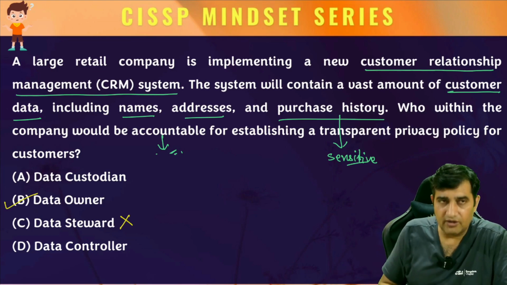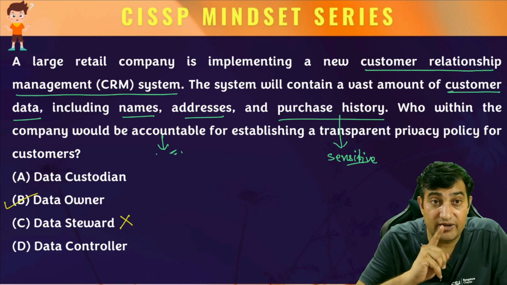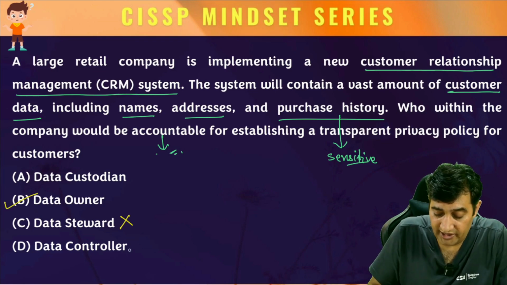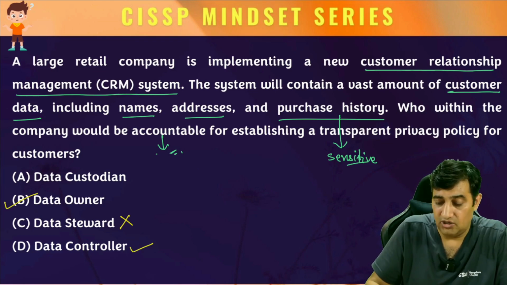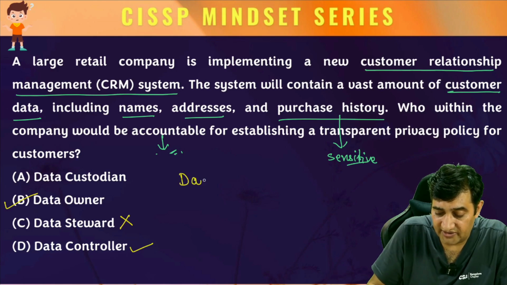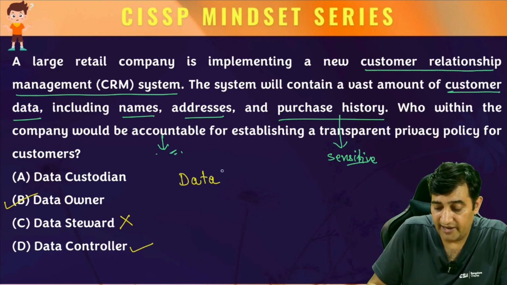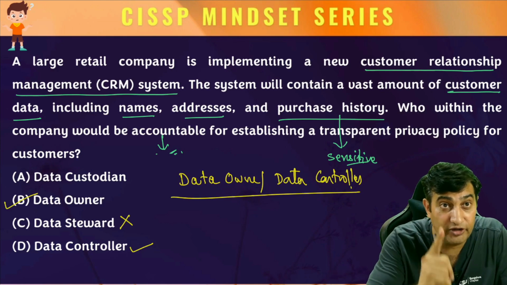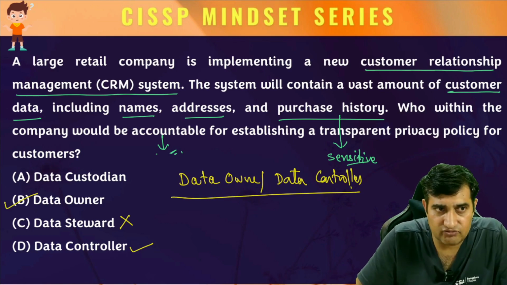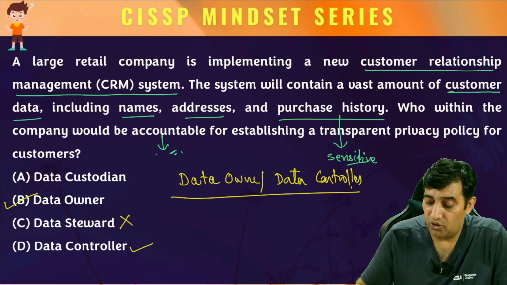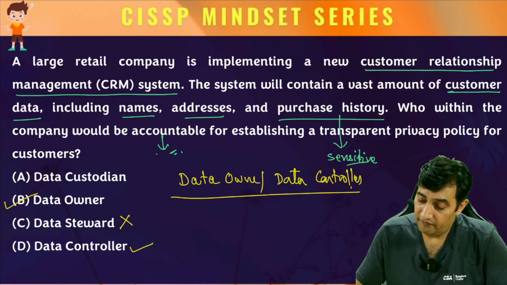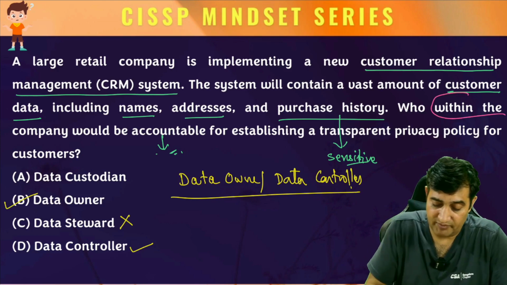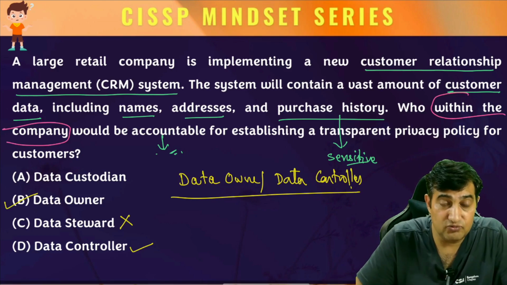But I know some of you may get confused between data owner and data controller. So what is the basic thin line difference? In the books you will see they have used it like this: data owner slash data controller. In many books, like the CISSP book, you will see this, which is actually wrong. Why am I saying this is wrong, and why have I used the words "within the company"? Just to make sure you don't get confused.